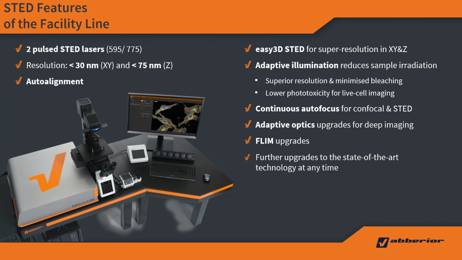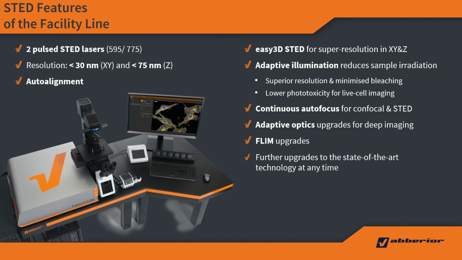The STED features of this microscope involve two pulsed STED lasers, 595 and 775 nanometers, to cover all dyes from green to red with super resolution. The resolution, as I mentioned, is 30 nanometers in XY or better, and 75 nanometers in Z. We have auto alignment, which means you have one push of a button to align the whole system. Easy 3D STED is doing the 3D super resolution on our system.